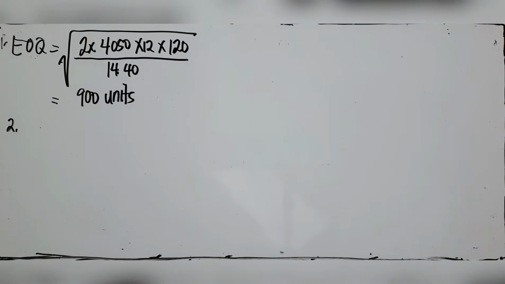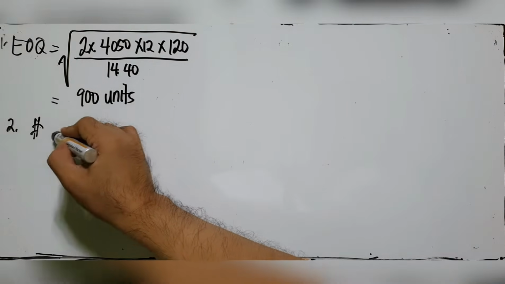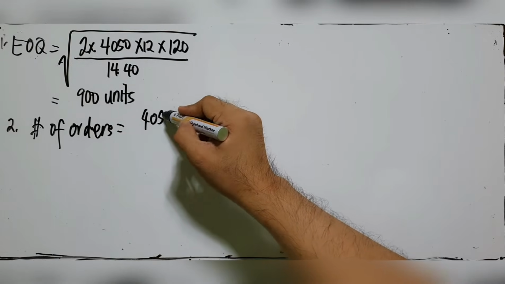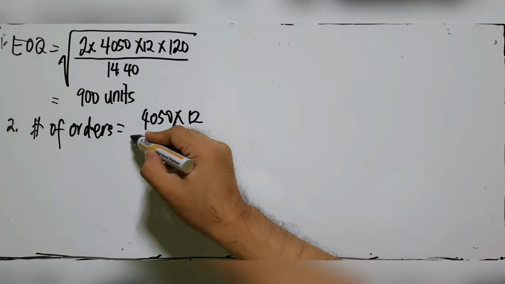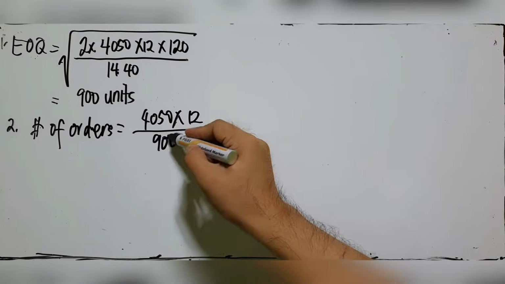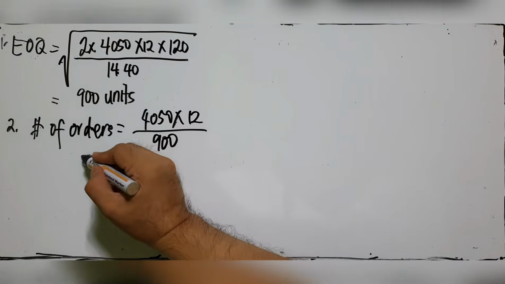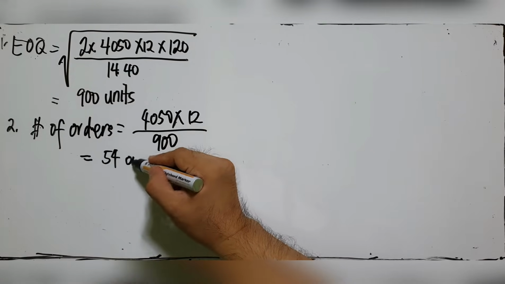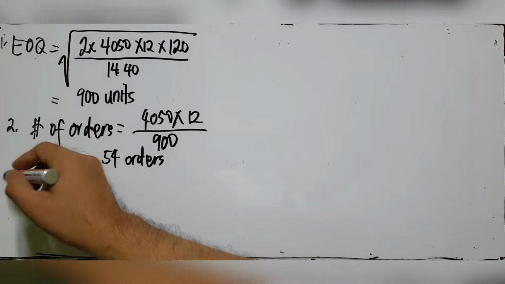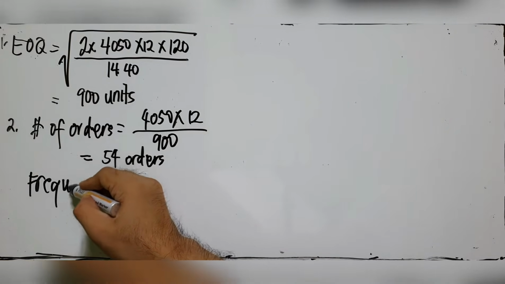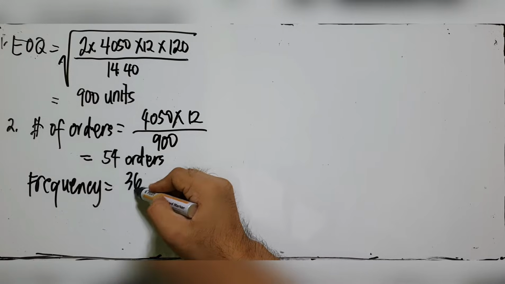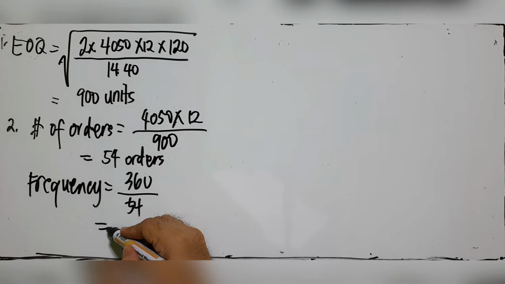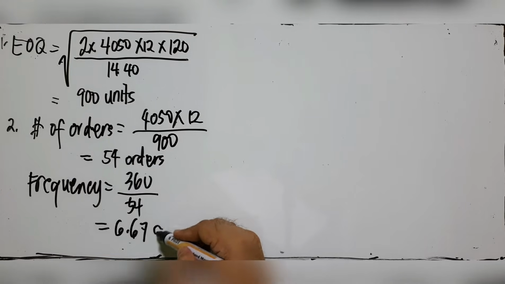Sabi sa number 2, frequency. Pero alamin muna natin ilang orders in a year. So, number of orders would be yung demand natin for the entire year, kaya multiply by 12, over the 900 units na size ng order natin. So, the answer is 54 orders. So, to answer number 2, yung frequency natin would be 360 days over the number of orders na 54. So, the answer is 6.67 days.